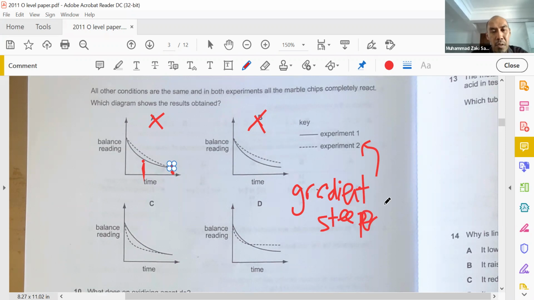A steeper gradient is obviously C or D. However, we choose C because you see the balance reading. They say all marble chips completely react, which means the gas produced should be the same. So the balance reading should be the same. So it should be C, since it has a steeper gradient.